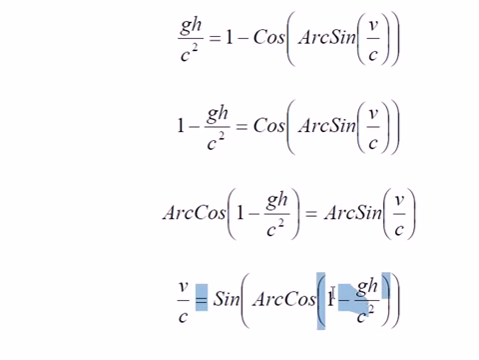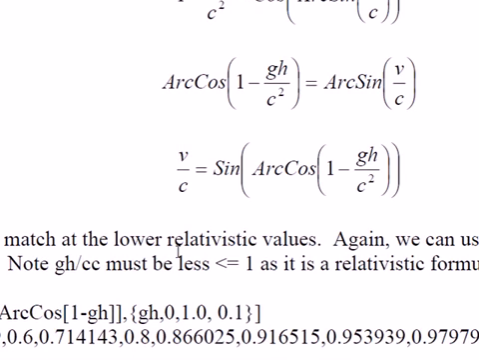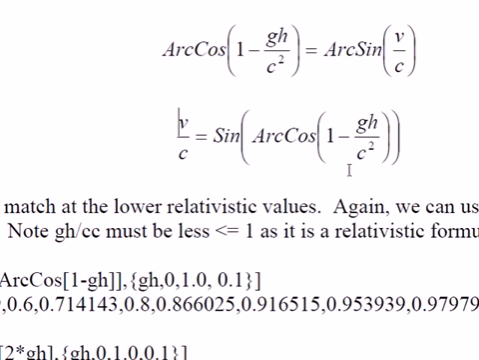This is the potential energy part of the formula, the g times h part over c squared. So if we know this potential energy, which is the gravitational constant and the height, this is the velocity that we get back. Now you can use Mathematica to plot the results.